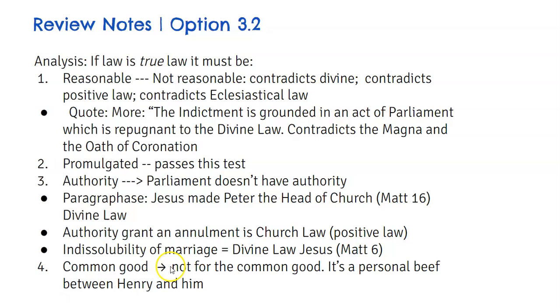And we could argue that this law wasn't for the common good because it's kind of a personal beef between Henry and More. I think you could argue two ways with this one. Wolsey tried to argue it was for the common good because, he says, look, we have to prevent dynastic war. But at the very end, when Thomas More, after he's convicted, finally speaks his mind, he gives his rationale for why he thinks the law is unjust and why he wouldn't sign it.